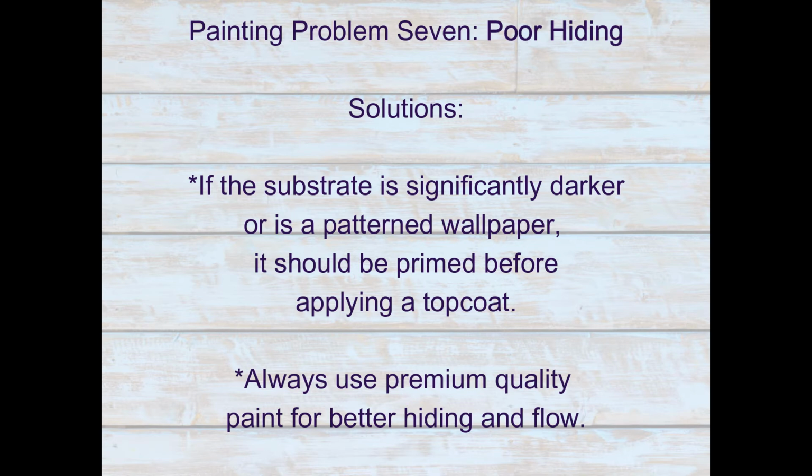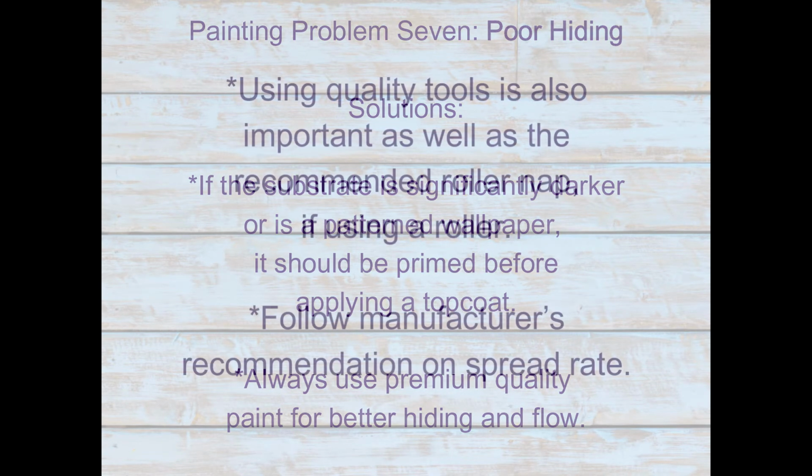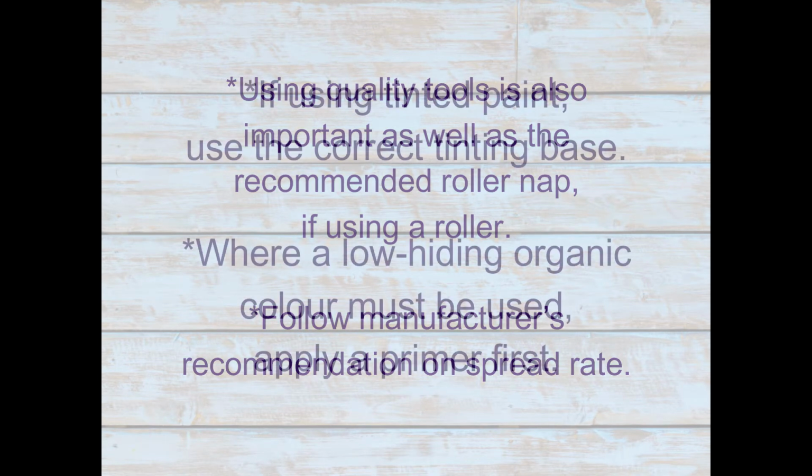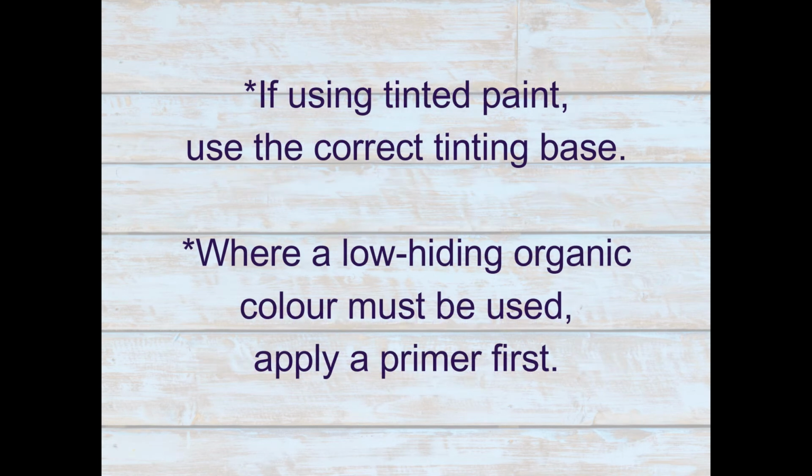Painting problem 7, poor hiding. Solutions: if the substrate is significantly darker or is a patterned wallpaper, it should be primed before applying a top coat. Always use premium quality paint for better hiding and flow. Using quality tools is also important as well as the recommended roller nap if using a roller. Follow manufacturer's recommendation on spread rate. If using tinted paint, use the correct tinting base. Where a low hiding organic colour must be used, apply a primer first.